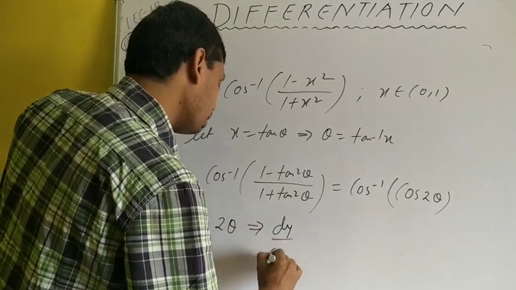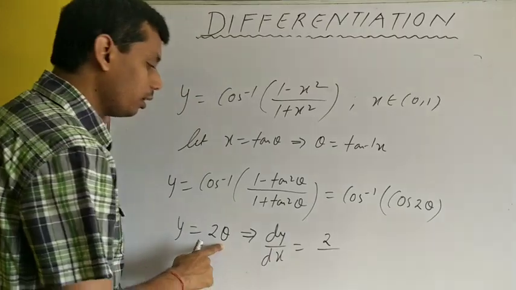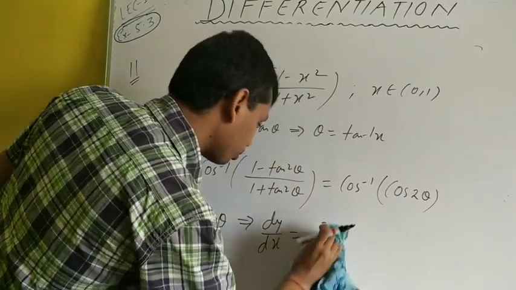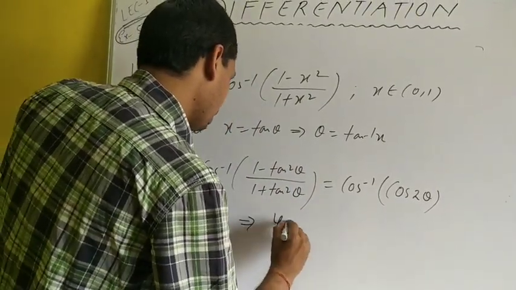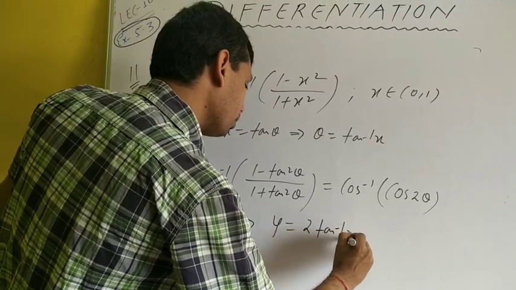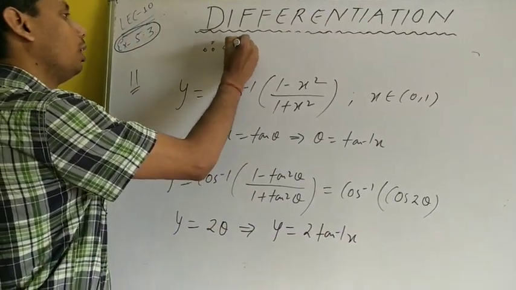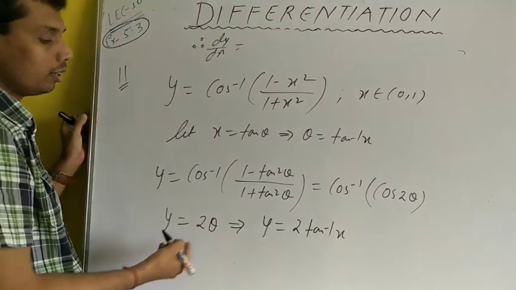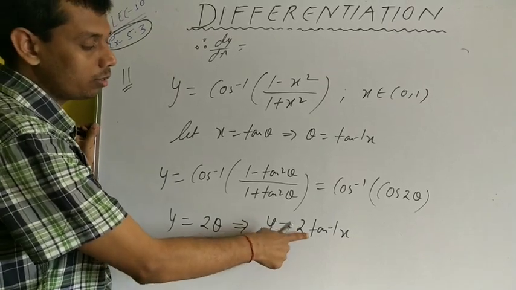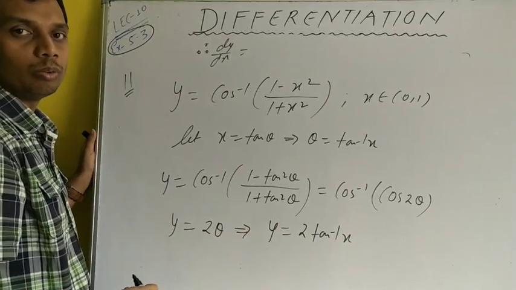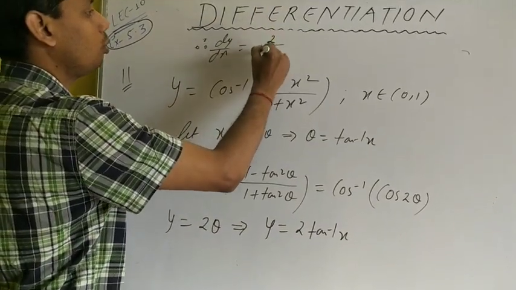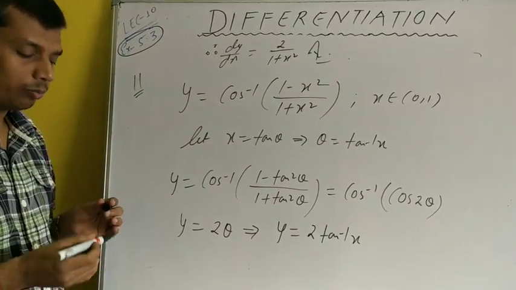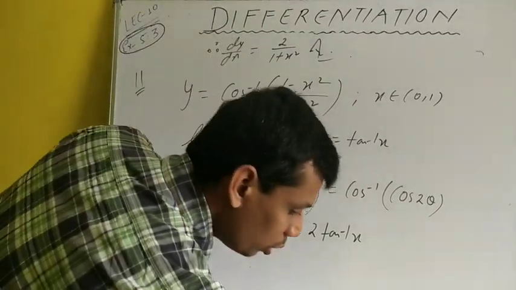This implies that dy by dx is equal to 2. Here theta is equal to what? Tan inverse x. Okay, wait, I am writing one more line. This y is equal to twice of tan inverse x. Therefore dy by dx is equal to, now if we differentiate this with respect to x, dy by dx will be equal to what? 2 is constant, and the differentiation of tan inverse x is what? 1 by 1 plus x square. So finally 2 divided by 1 plus x square is the required answer. This is all about question 11. Okay, now let us start with question number 12.